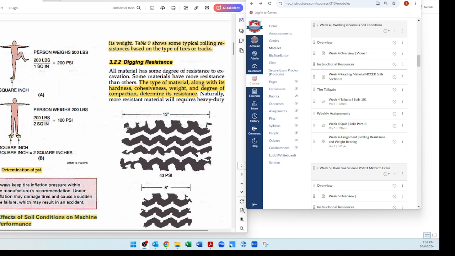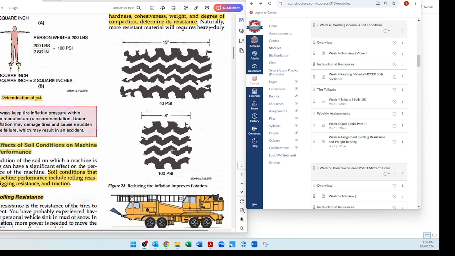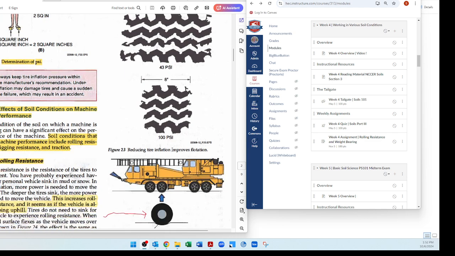The tire itself is 13 inches long. The width of the tire is 8 inches. So to get the square inches of this tire, let's see if the book is doing it the way I am. It may not be.